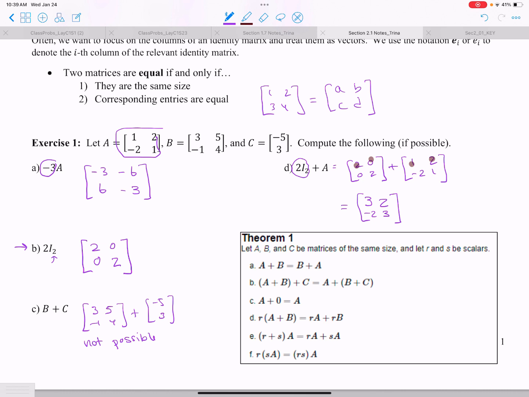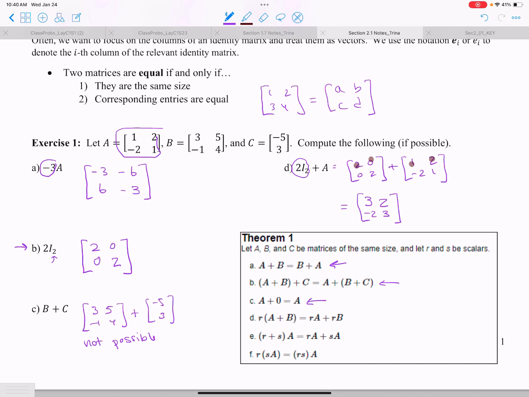This theorem 1 tells you how matrices behave. This theorem 1 gives you some properties. This first property tells you that you can commute when you add matrices. This second property is the associative property for addition.